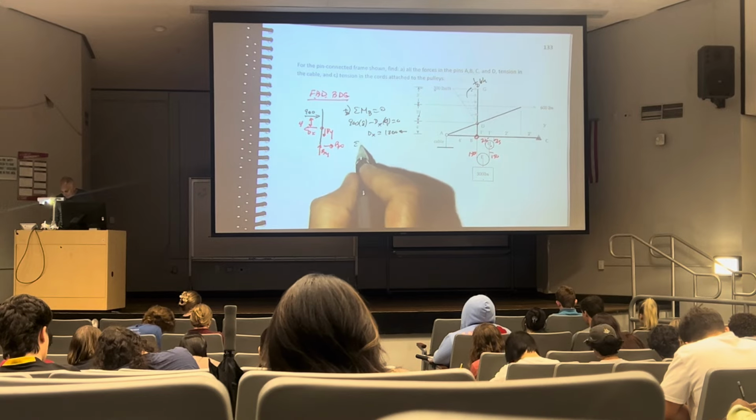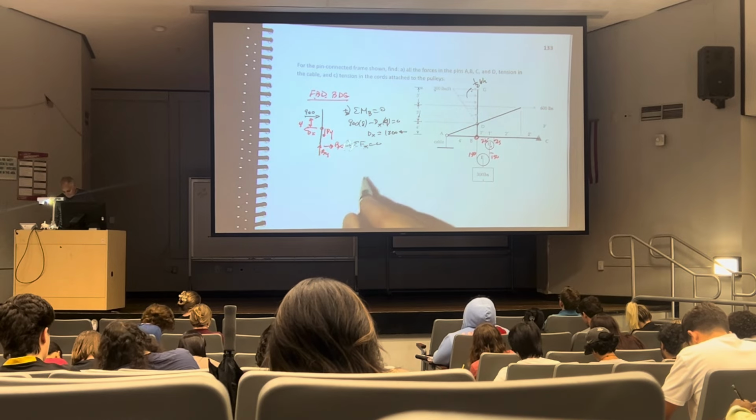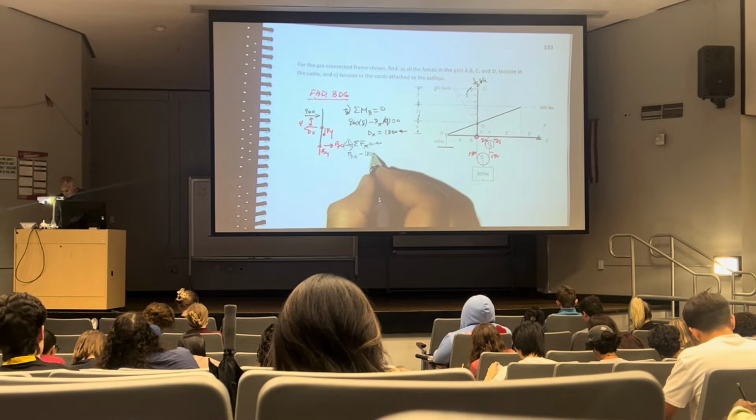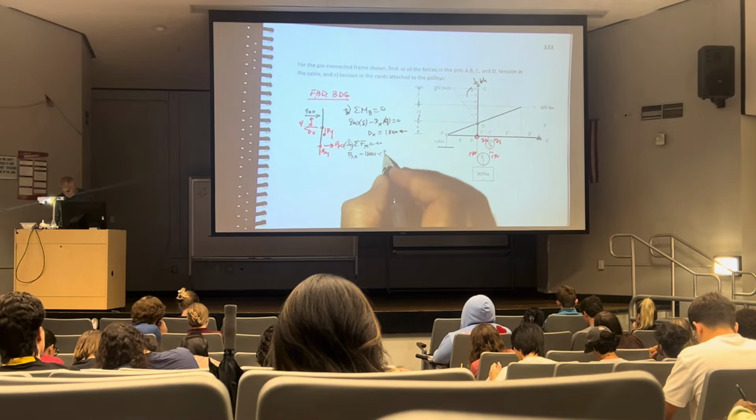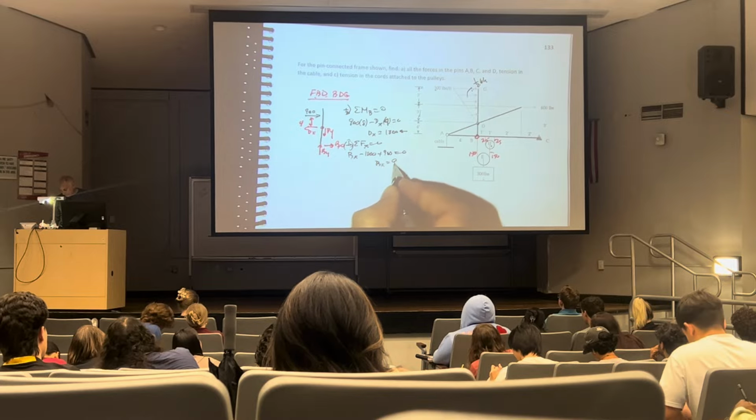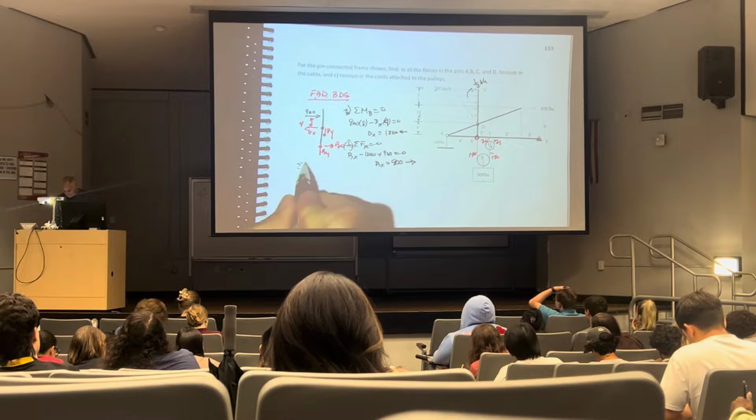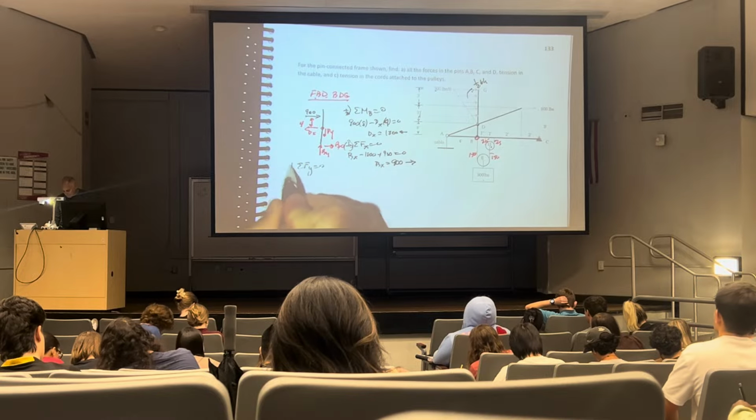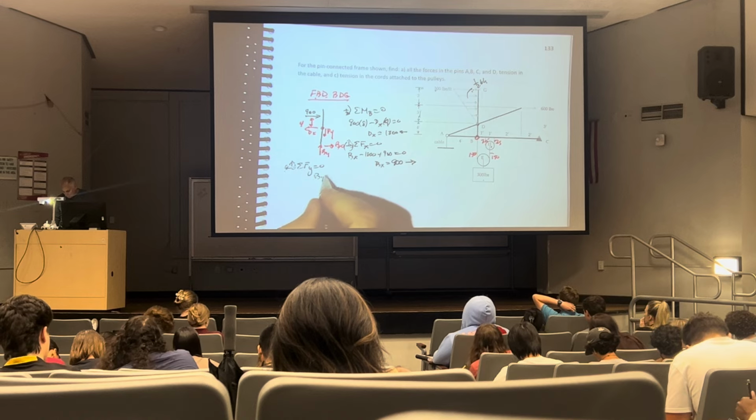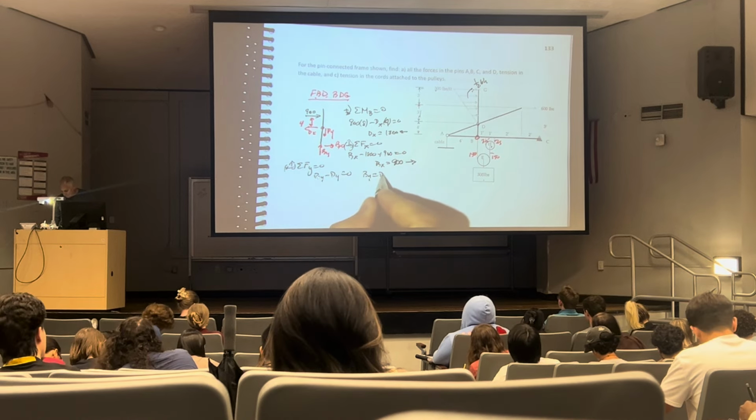Sum forces in the x, positive to the right. That's going to say bx minus 1800 plus 900 equals 0, or bx equals 900. Sum forces in the y equals 0, positive up. That's going to say by minus dy equals 0, by equals dy.